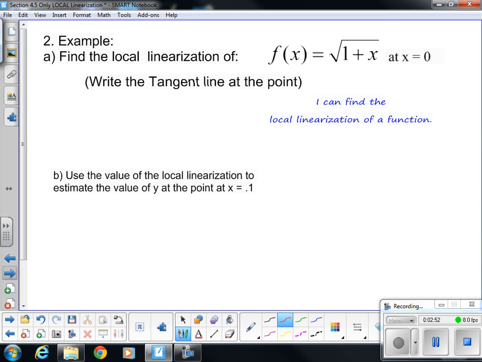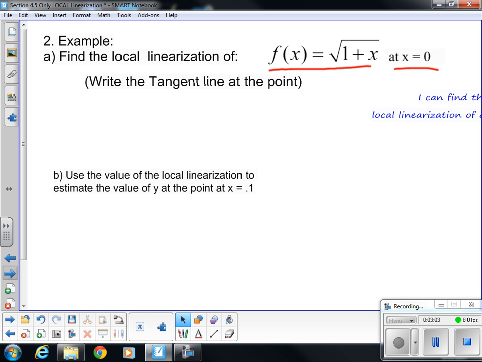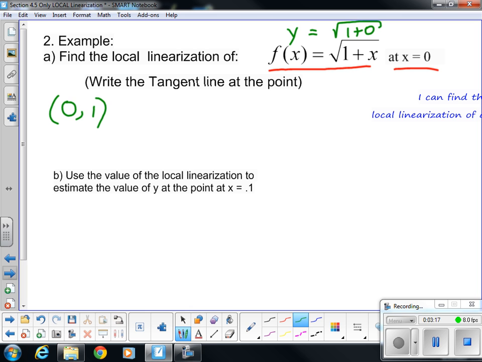Find the local linearization of this function at x equals 0. Okay, so we need two things to write the equation of the line. The first thing is we need a point. So we have the x part of the point, x is 0, and if we put a 0 into our y equation, we get the square root of 1 plus 0. Therefore, the y value must be 1. And there we have our point.